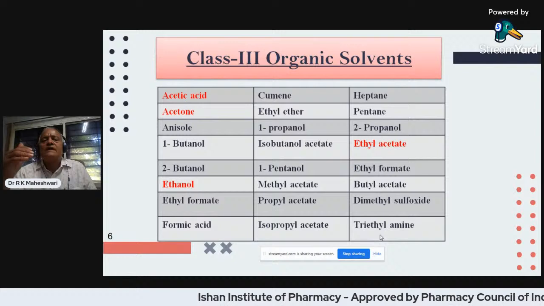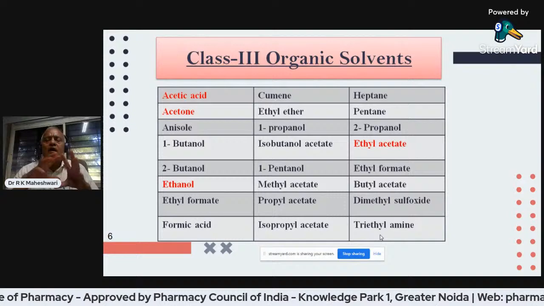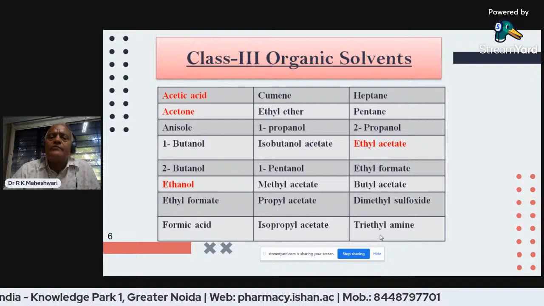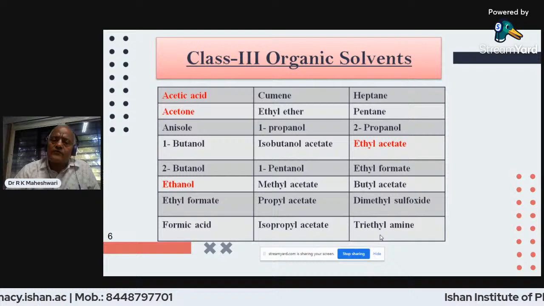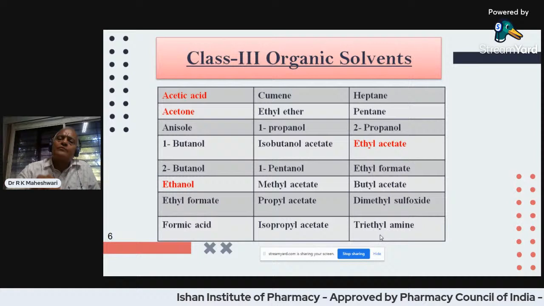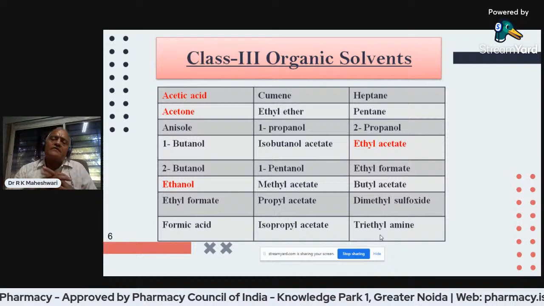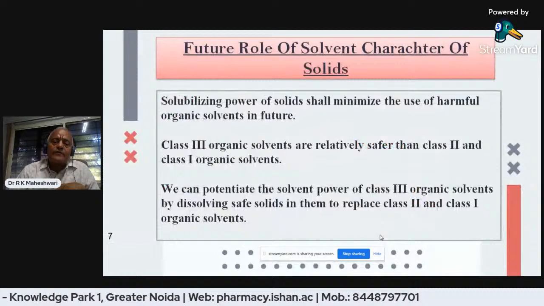In my lecture, I will give some examples showing that we can potentiate the solvent power of class 3 organic solvents to act as class 2 or class 1 organic solvents, so that the harmful effect of class 2 or class 1 organic solvents can be reduced to some extent by utilization of class 3 organic solvents. This I will explain in my lecture, how you can potentiate the solvent power.